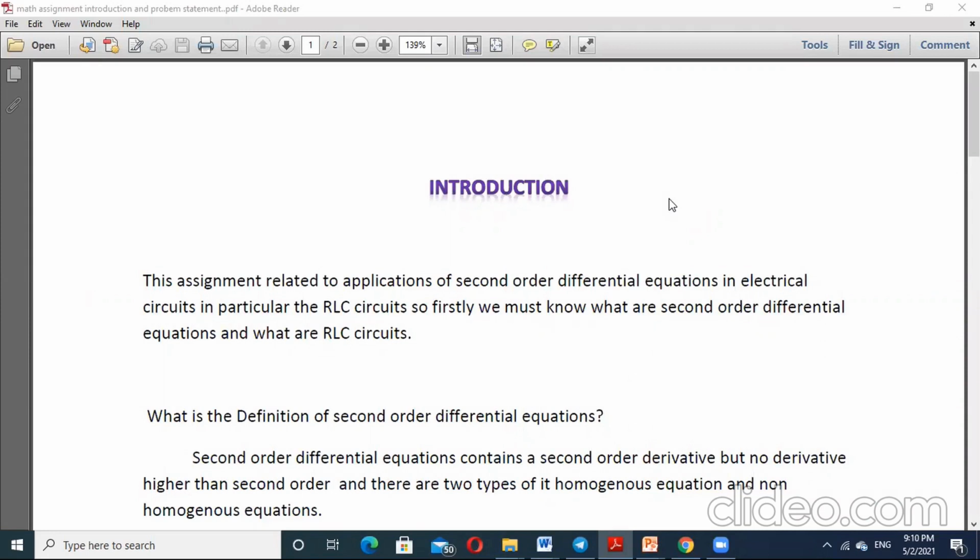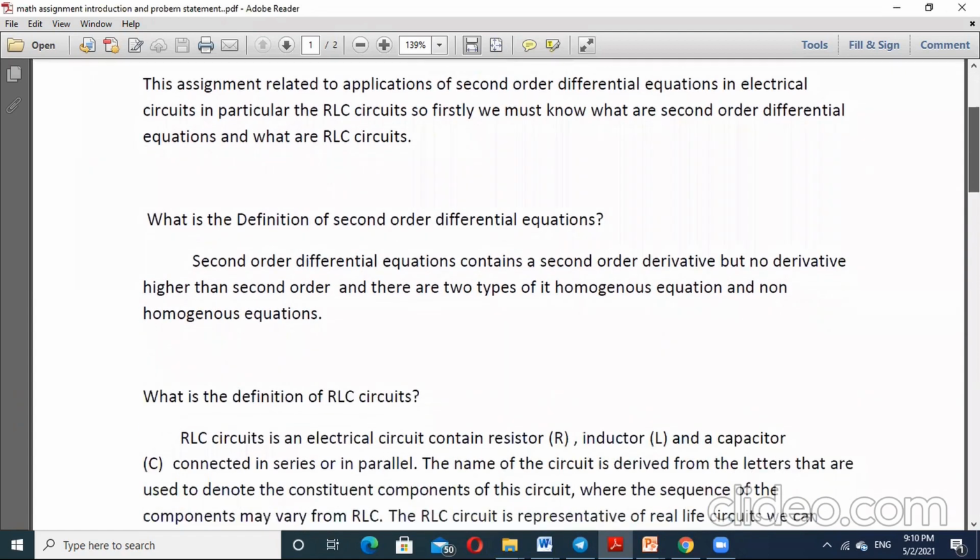First of all, we have the introduction. This assignment is related to the application of second order differential equations in electrical circuits, in particular the RLC circuit. So first, you must know what second order differential equations and RLC circuits are. First, the definition of second order differential equations. A second order differential equation contains a second order derivative but no derivative higher than second order. There are two types of it, homogeneous equations and non-homogeneous equations.